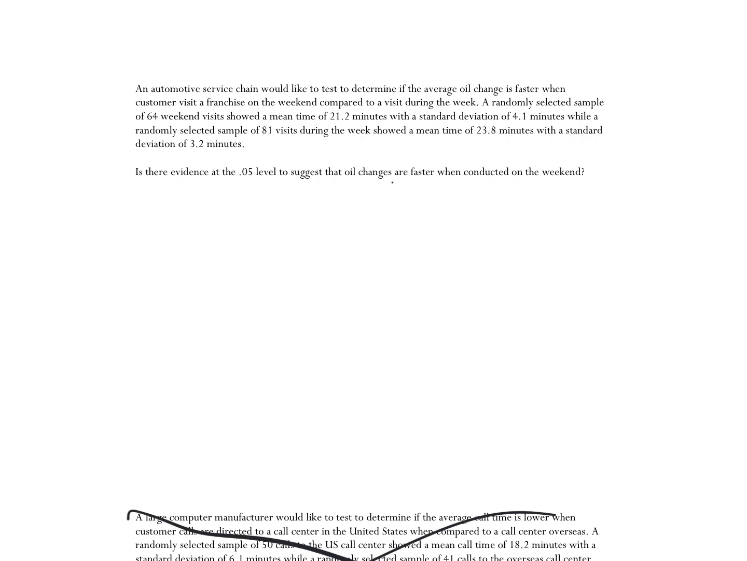So faster suggests that the time of one is lower, because something is faster when it takes less time.